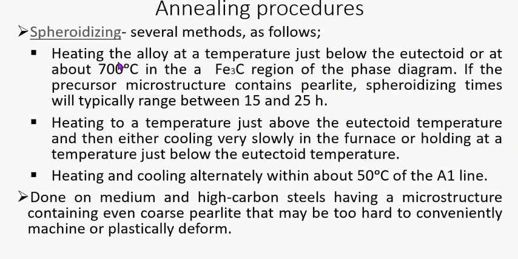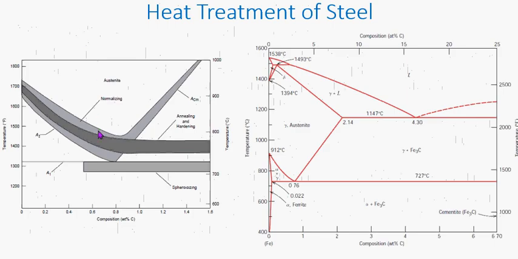And then the last type of annealing process here is spheroidizing. Here it is carried out at a temperature below the eutectoid temperature and soaked for about 15 to 25 hours, or at a temperature just above it, or alternating within the eutectoid temperature. So let's look at it here. This is what it means: either below the A1, or above the A1, or alternating between this region, and then finally cooling. This is spheroidizing.